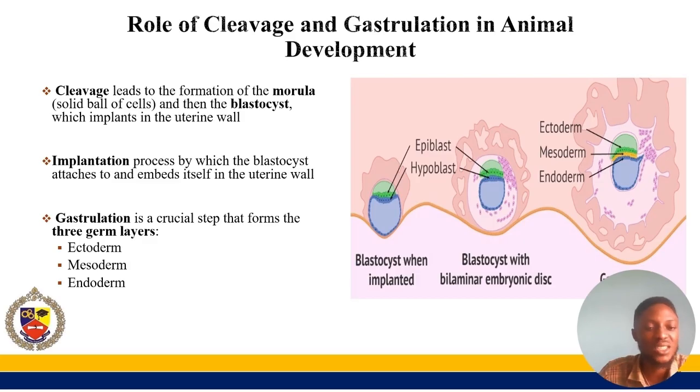Gastrulation is a crucial step that forms the three germ layers, that is, your skin. How do you think this skin that you are looking at comes to be? It's through this process we call gastrulation, and it has three layers. If you look at this diagram on the right hand, we have the ectoderm, the mesoderm, and the endoderm. The ectoderm is the outermost layer of the germ layers, and we have the mesoderm which follows, and we also have the endoderm.